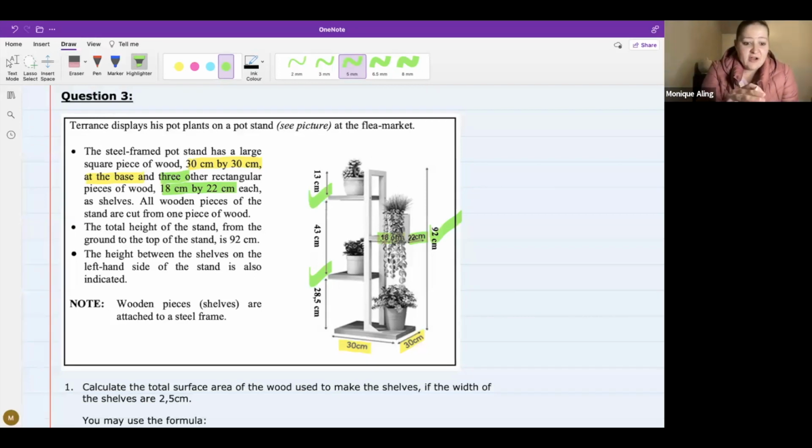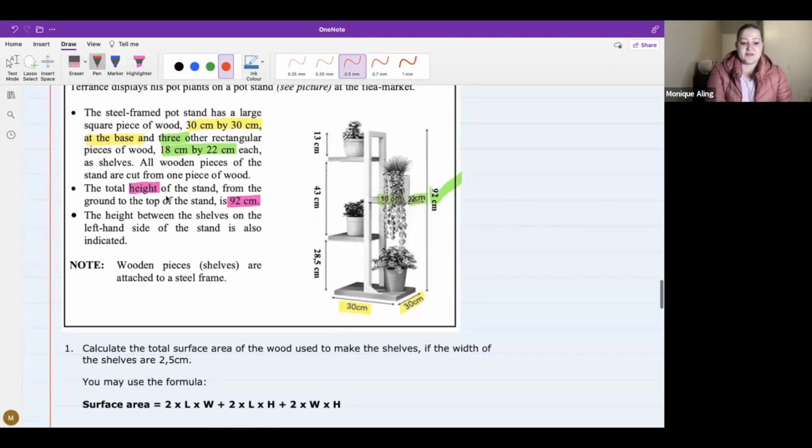All wooden pieces of the stand are cut from one piece of wood. The next bullet point tells us that the total height of the stand from the ground to the top of the stand is 92 centimeters. So the height is 92 centimeters. The height between the shelves on the left-hand side of the stand is also indicated. So we can see that in our picture. They've given us the different heights between the shelves.